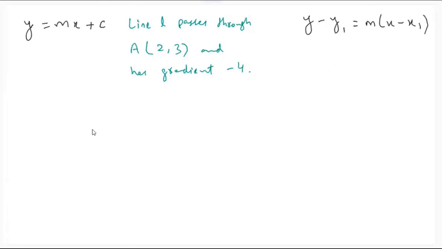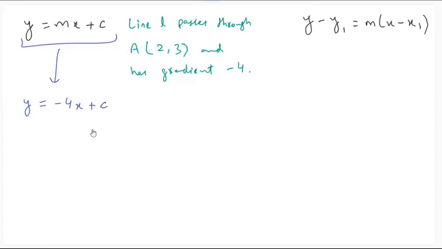We need to figure out the equation of this line. Now there are two possibilities. If you have only studied the y equals mx plus c form, that's perfectly okay. No problem. What will you do? Let's say the gradient is -4. Let's put that -4 inside this first. So y equals -4 times x plus c. In place of the gradient, we directly wrote -4 because we knew that already.